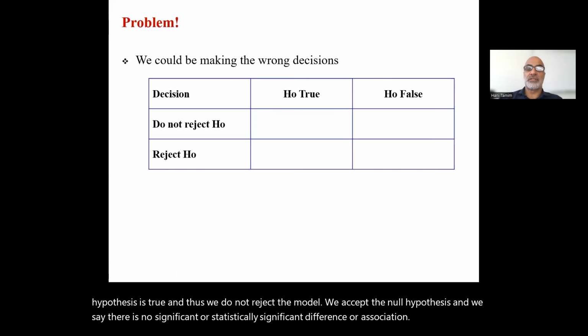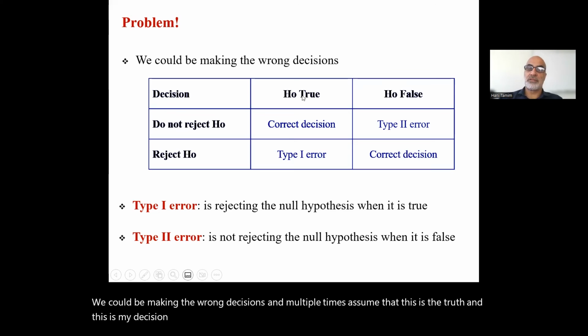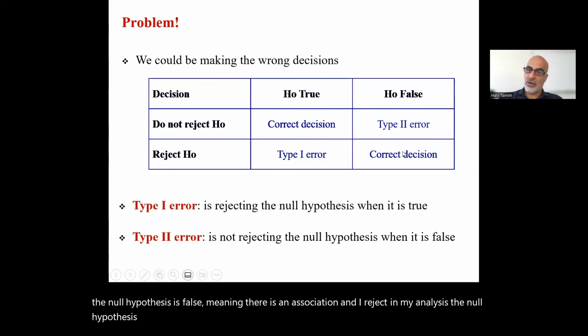We could be making the wrong decisions at times. Assume that this is the truth and this is my decision. If the null hypothesis is true and I do not reject it, I made a correct decision. If the null hypothesis is false, meaning there is an association, and I reject the null hypothesis in my analysis, then I made the correct decision. But these two places are where I'm drawing a wrong conclusion.